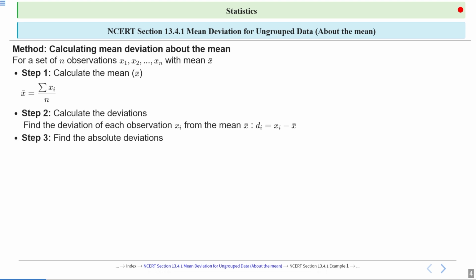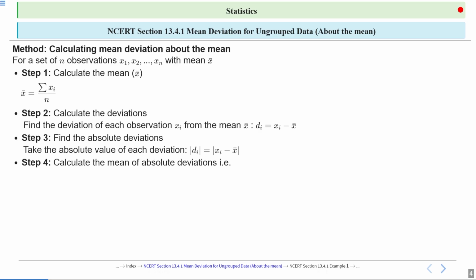Step 3 is to find the absolute deviations. This means we take the absolute value of each deviation. So we ignore whether the difference is positive or negative. This way we are just interested in how far each value is from the mean, not the direction. So take the absolute value of each deviation, so modulus of di is equal to mod of xi minus x bar.